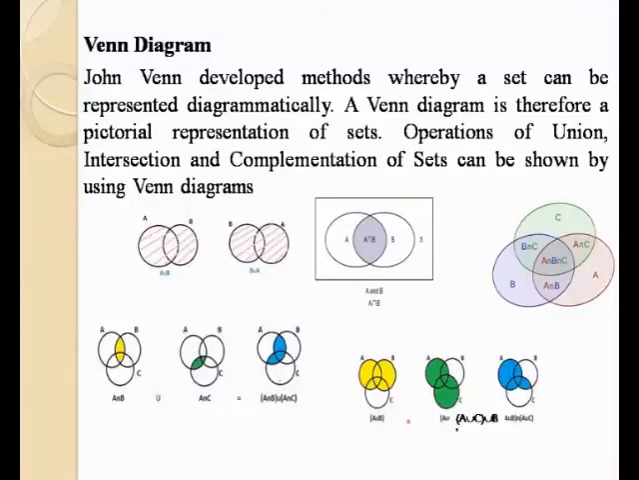Element that belongs to A intersection B, but that does not belong to A intersection B. We are interested in elements that do not belong to A and B, that do not belong to A intersection B. That gives us the shaded portion. That is, the shaded portion here, we are interested in elements that do not belong to A intersection B.